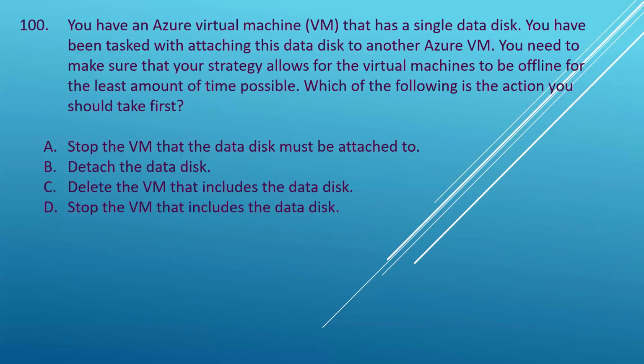You have an Azure virtual machine that has a single data disk. You have been tasked with attaching this data disk to another Azure VM. You need to make sure that your strategy allows for the virtual machines to be offline for the least amount of time possible. Which of the following is the action you should take first?